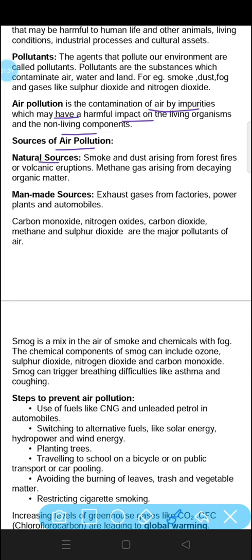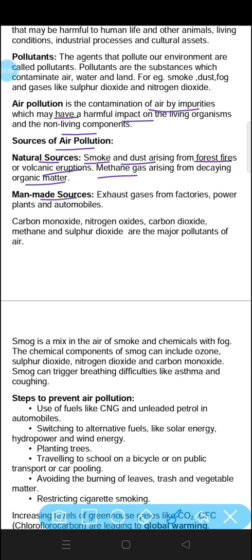First one is natural sources. Natural sources like smoke and dust that arise from forest fires and volcanic eruptions contribute to air pollution. Methane gas arising from decaying organic matter. These are all natural sources that cause air pollution.